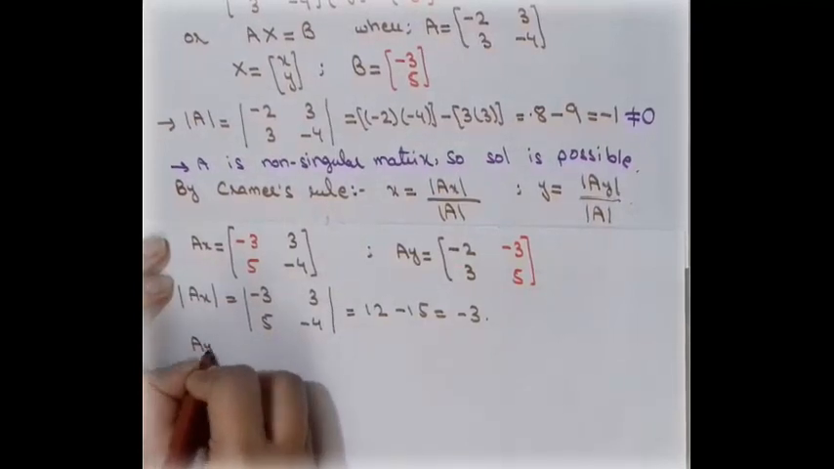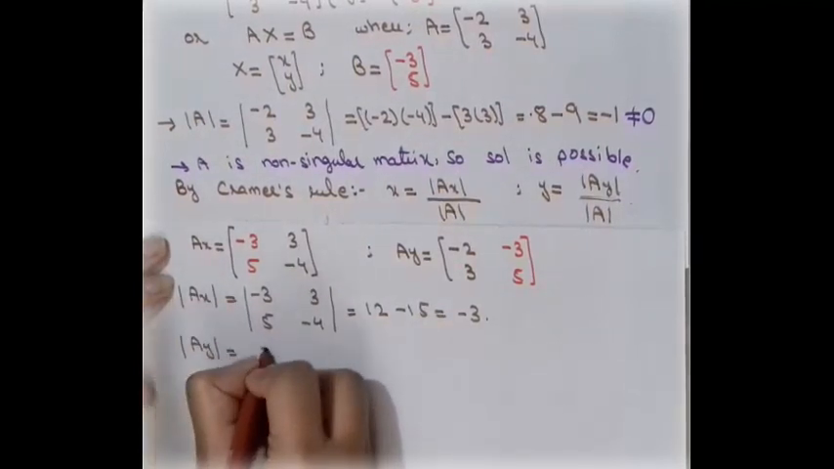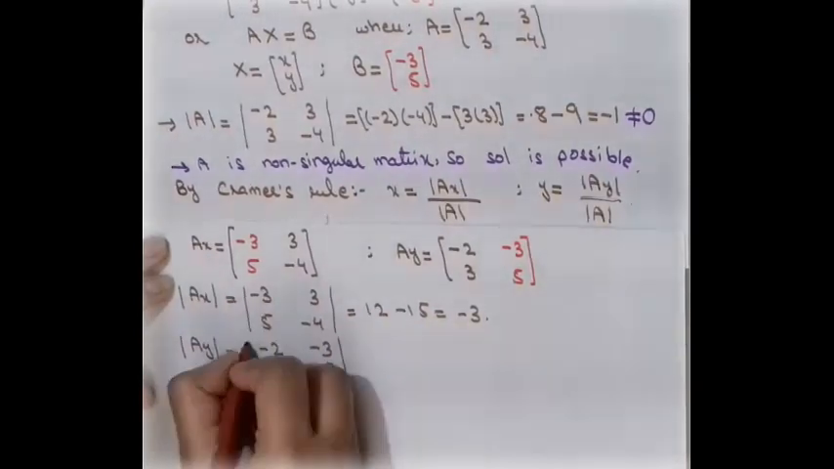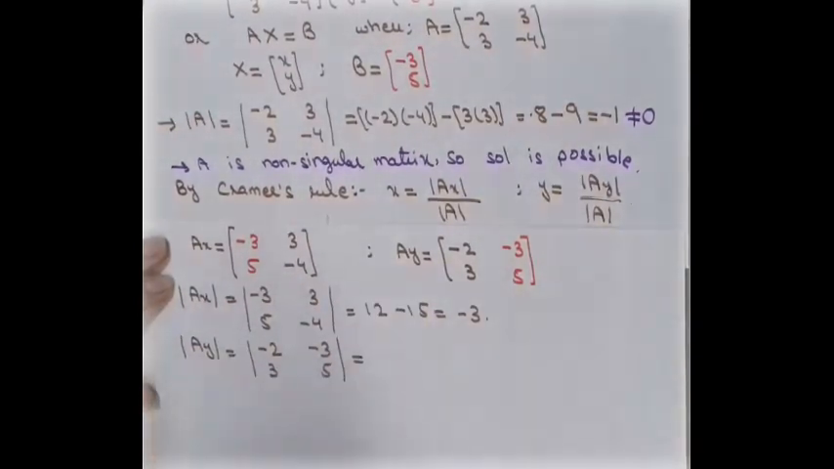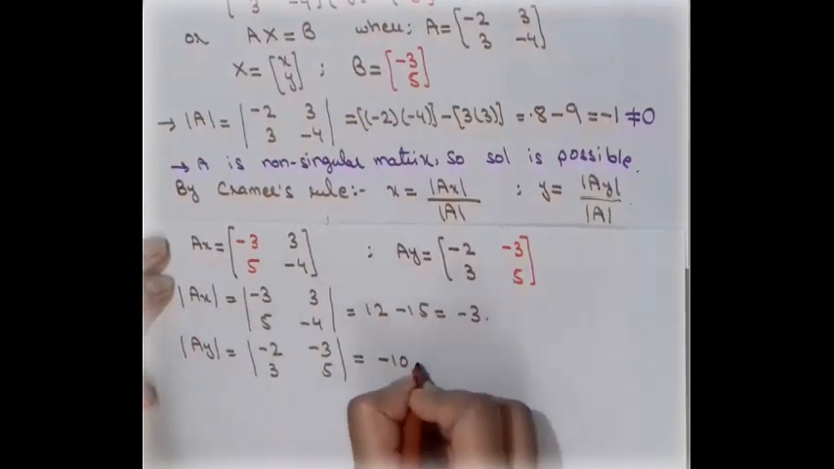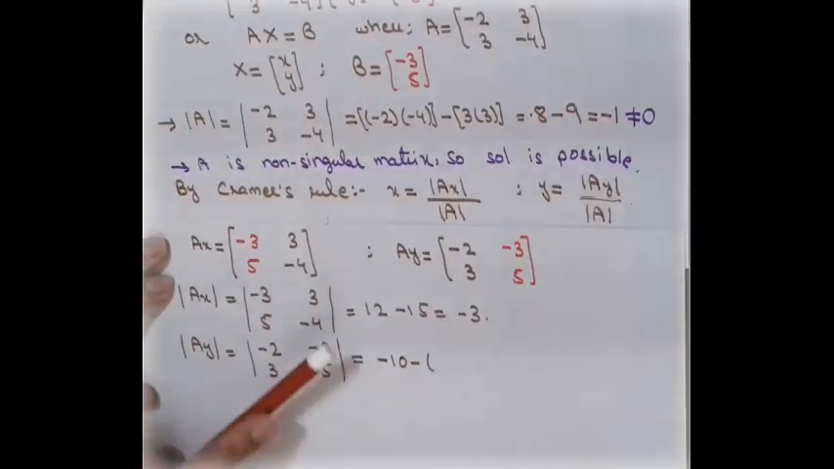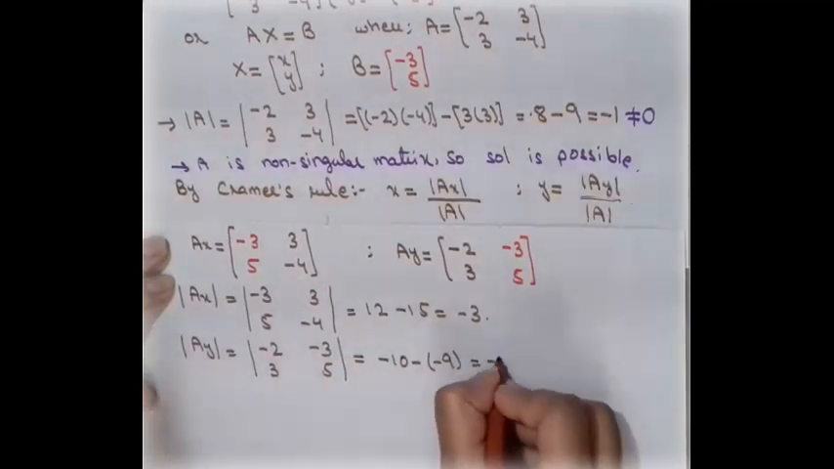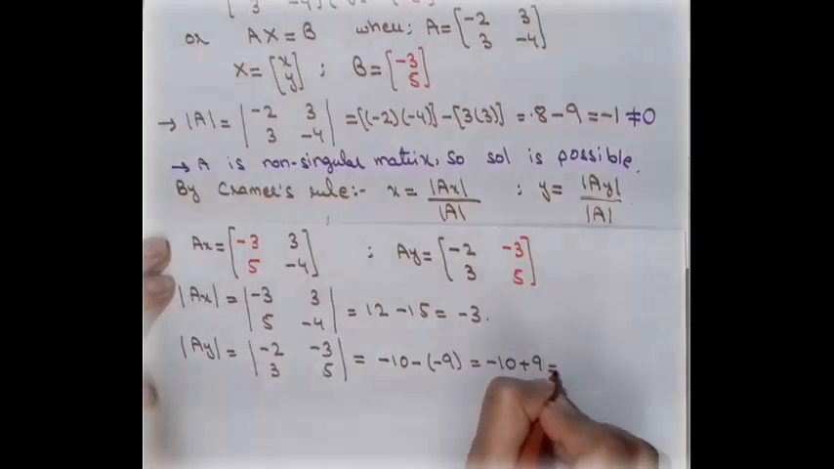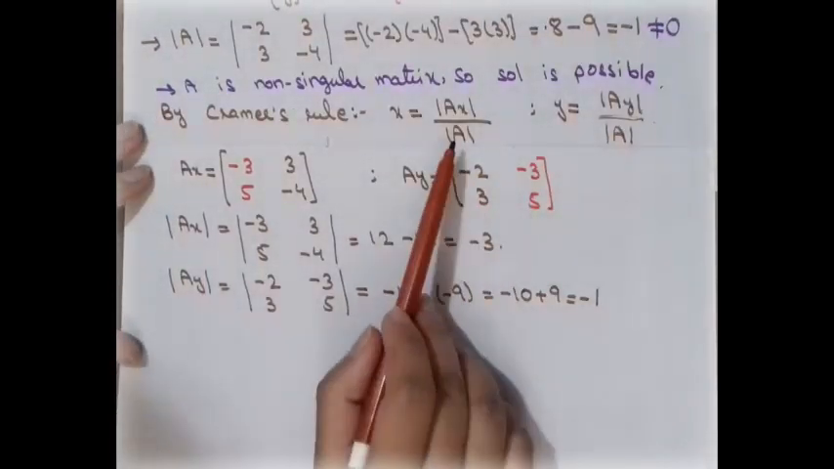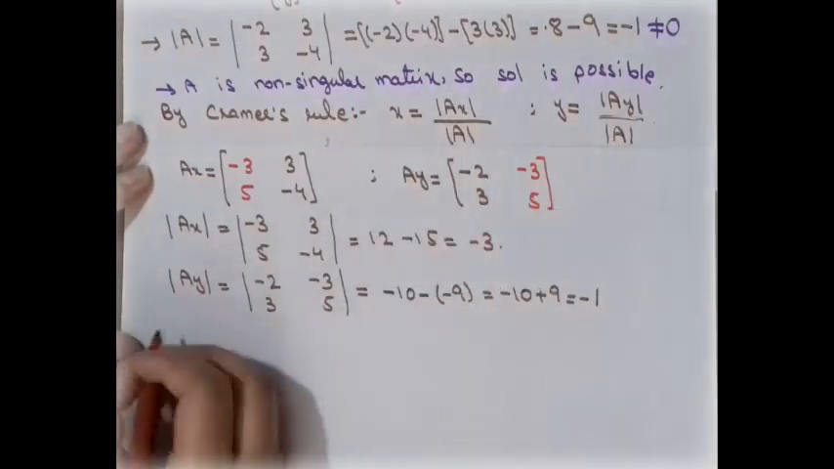Similarly, we calculate the determinant of Ay, that is -2, -3, 3 and 5. It equals the product of the diagonal elements, then the sign is minus, and multiply these two elements, which is -9. So it will be -10 plus 9, which equals -1. We just put the values in the given formulas.